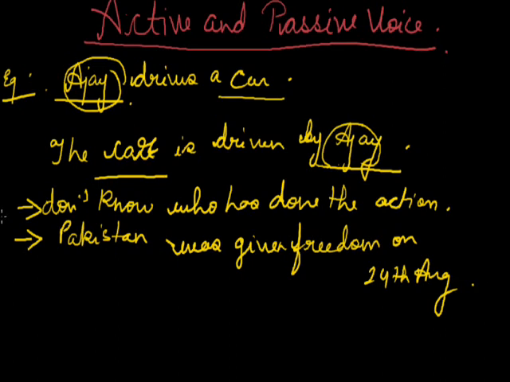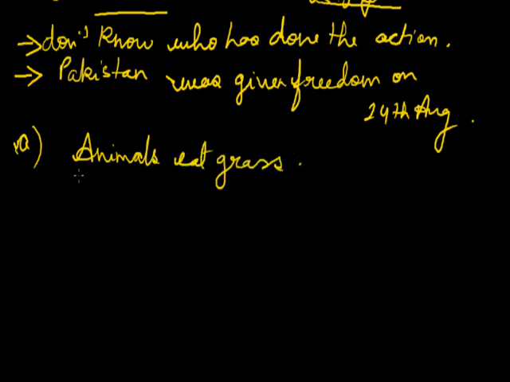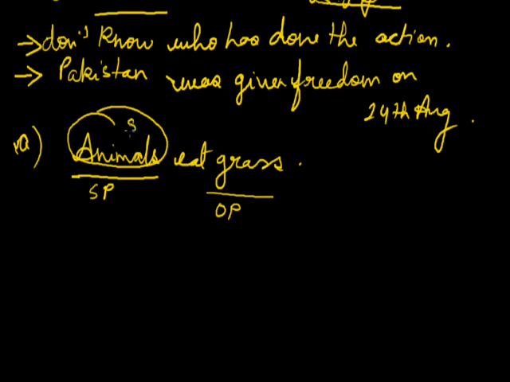How do we change active into passive? There are a few rules which we follow to convert active into passive. The first among them is that the object of the verb is changed into the subject position and the subject into the object position. For example, if I take, animals eat grass. This is an active sentence, because the subject is in the subject position, and the animal is the doer of the action, who is actually eating the grass. So we come to know that the sentence is active.